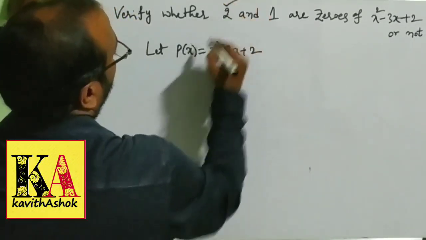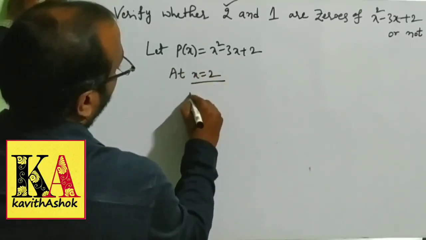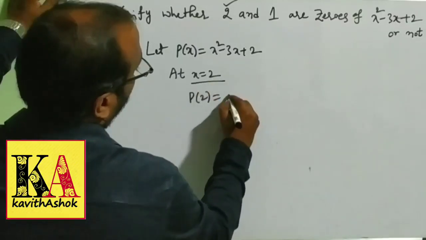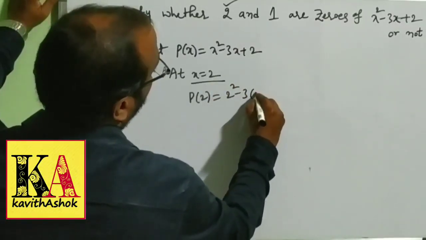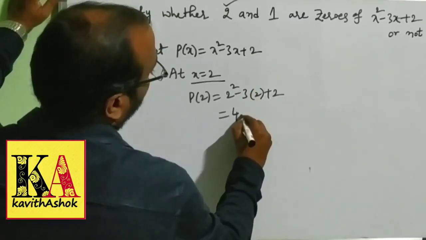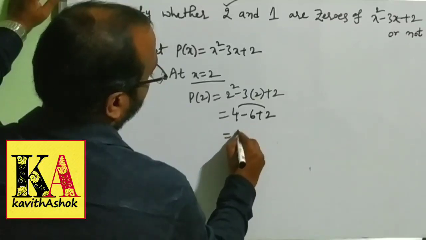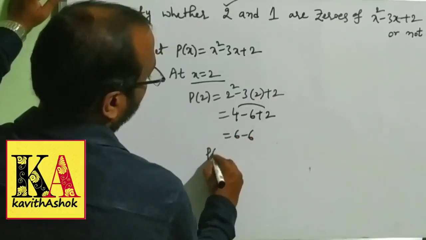Now at x is equal to 2, I am checking. P of 2 is 2 square minus 3 into 2 plus 2. 2 square is 2 into 2, that value will be 4, minus 6, plus 2. So 6 minus 6, P of 2 value is 0.